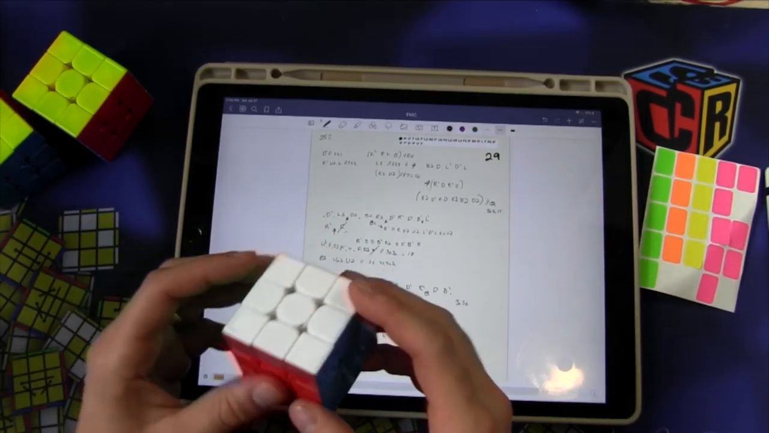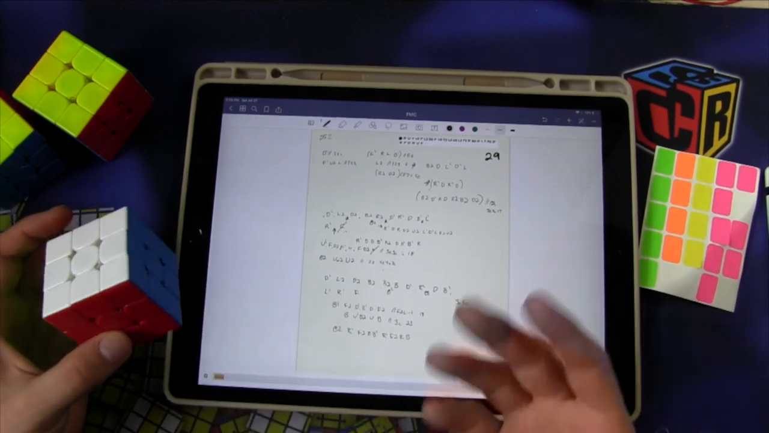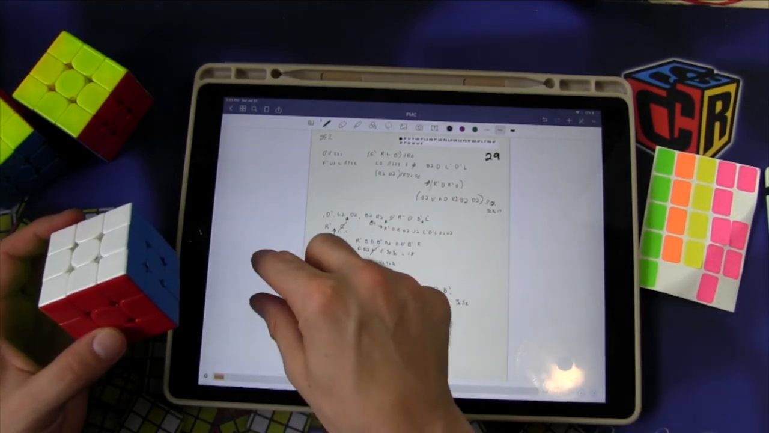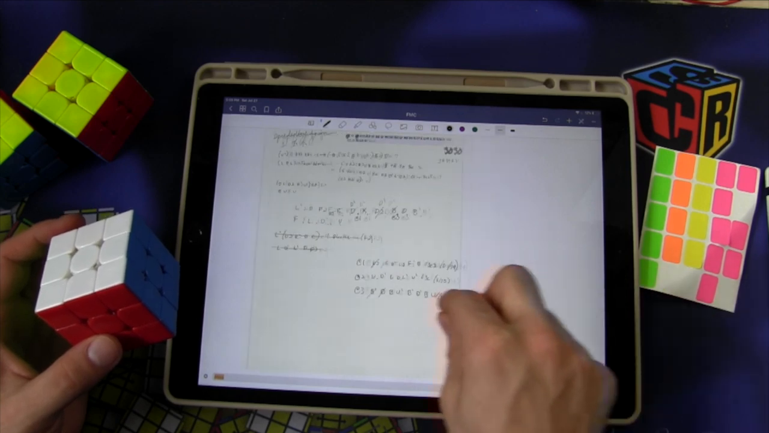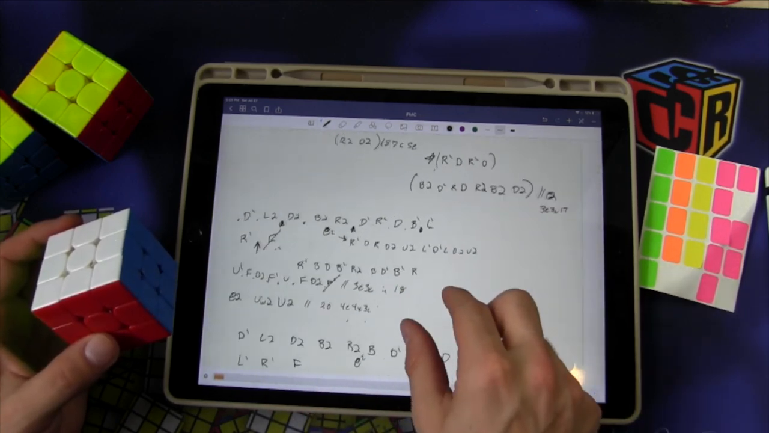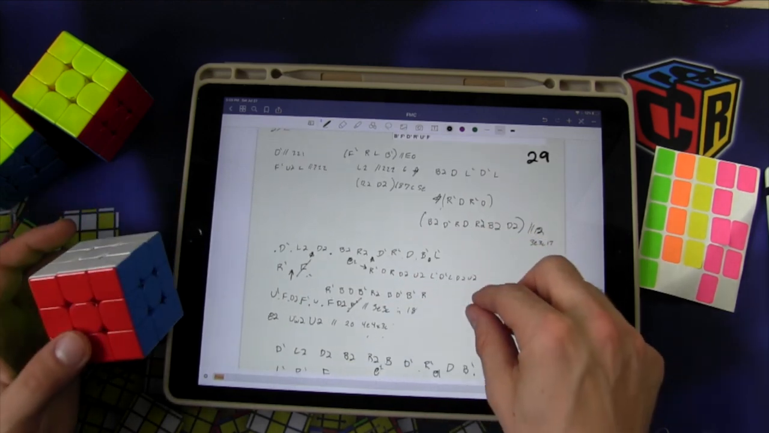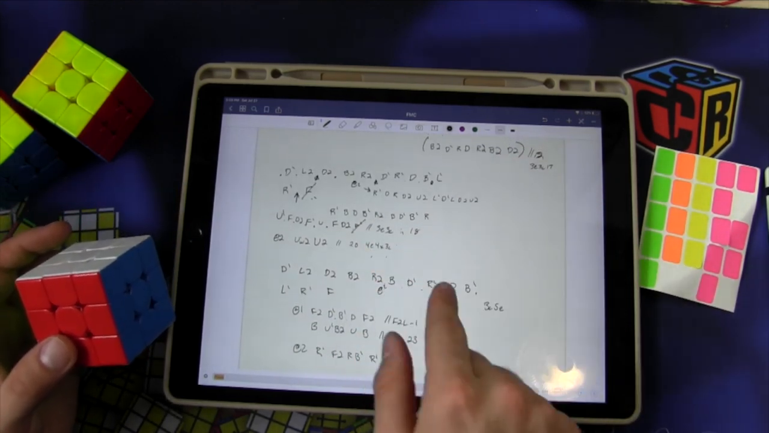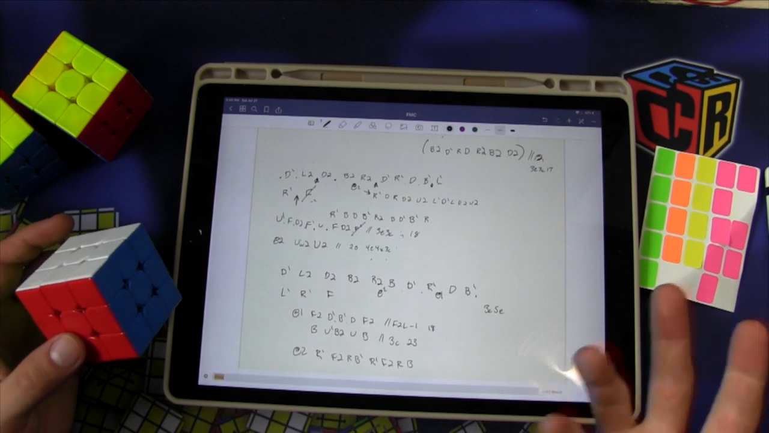Here's another good example of using rNISS. So this is from the Speed Solving Forum. I don't have the date on here. Looks like I did it. This might have been the same group that I did that other Speed Solving Forum that I talked about. And so I had my scramble and my solution, which solved up to 3 corners and 5 edges out of place.